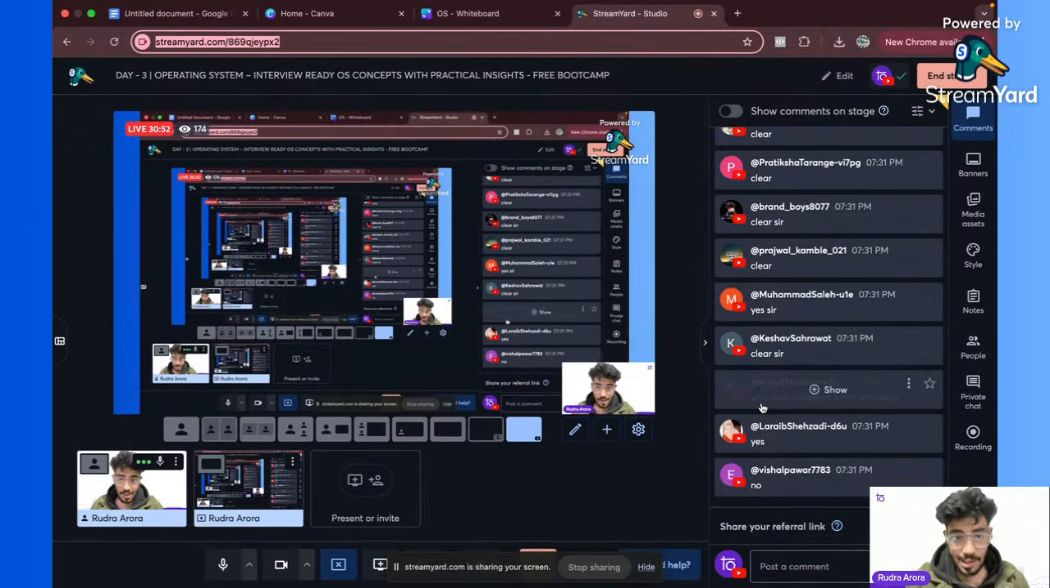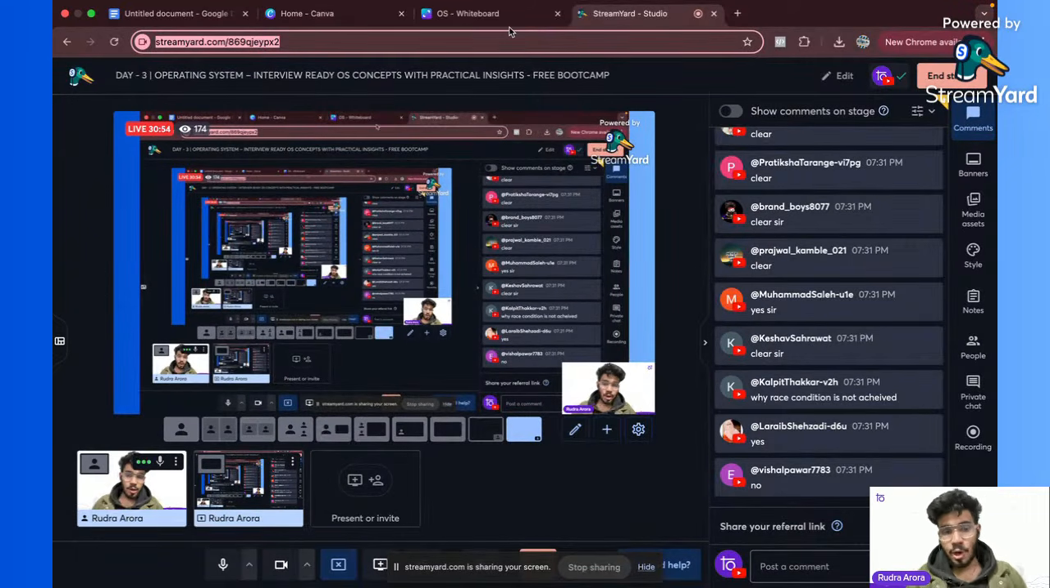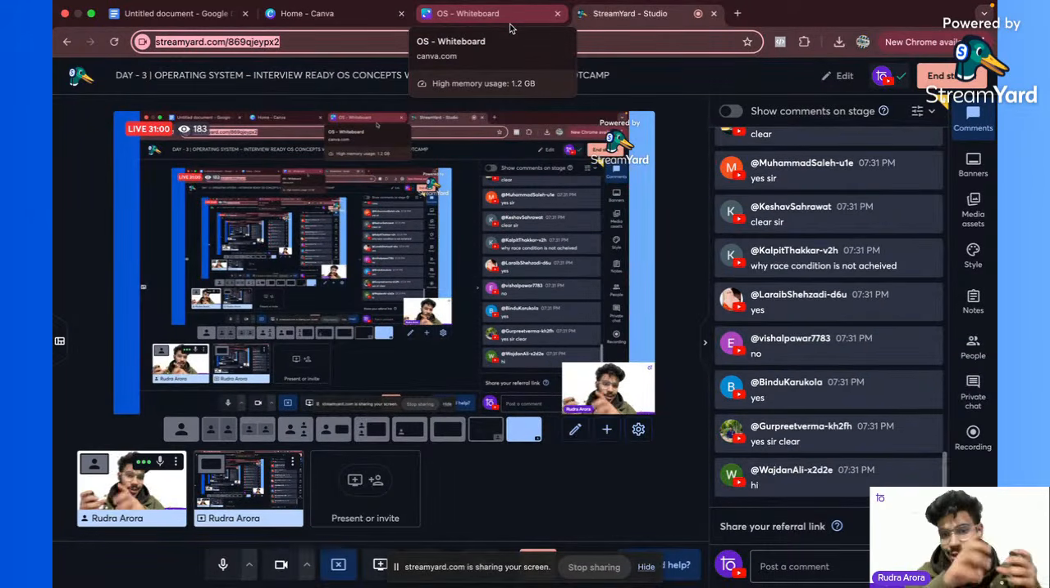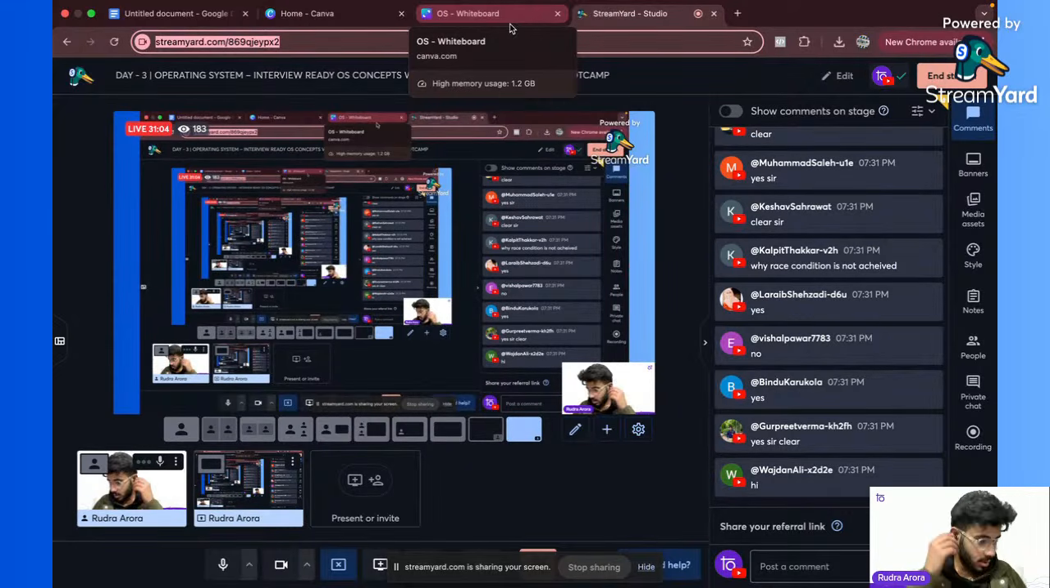Why is race condition not achieved? Because we got the output that we wanted by locking the critical section once. So we achieved what we wanted.